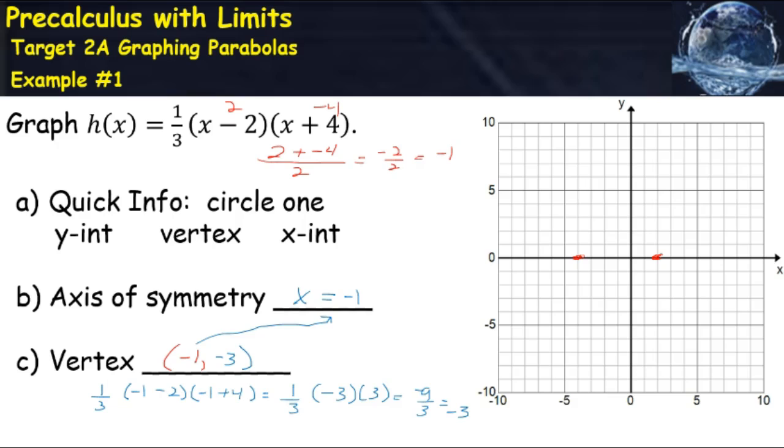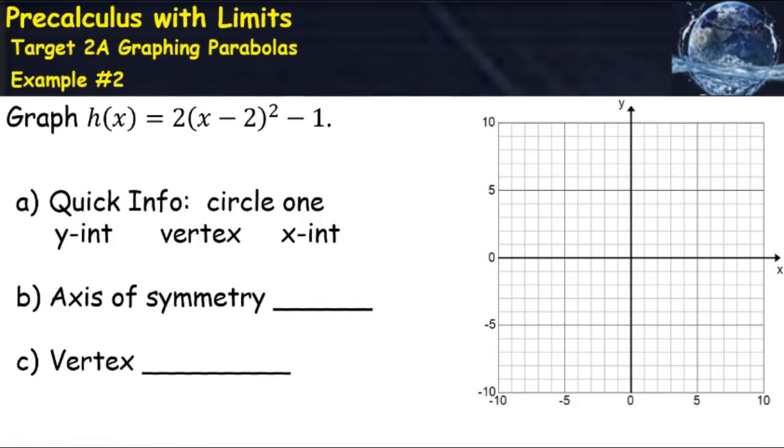Now I just have to graph it. -1, -3 is the vertex, so I go over to -1 and down 3, 1, 2, 3, and I'm going to plot the point. And don't forget the two red points, which were our x-intercepts. So I already have the 3 points I need to draw my graph, so that's it.